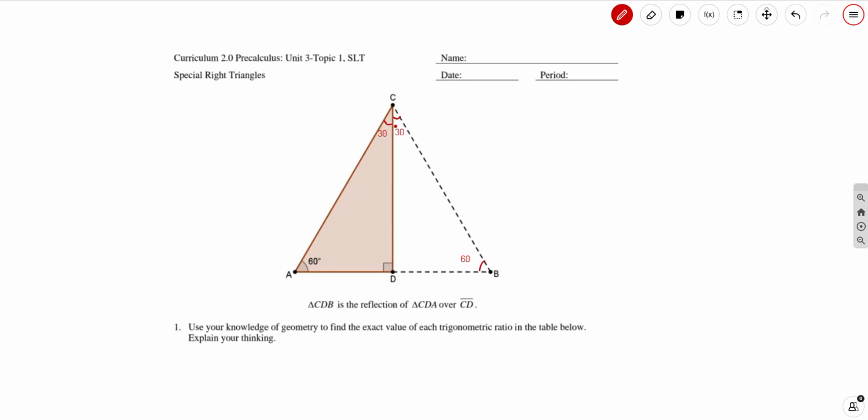Okay, how do we know that's 30? Because the three angles have to add up to 180. 60 más 30 más 90 es 180. Por eso este es 30.